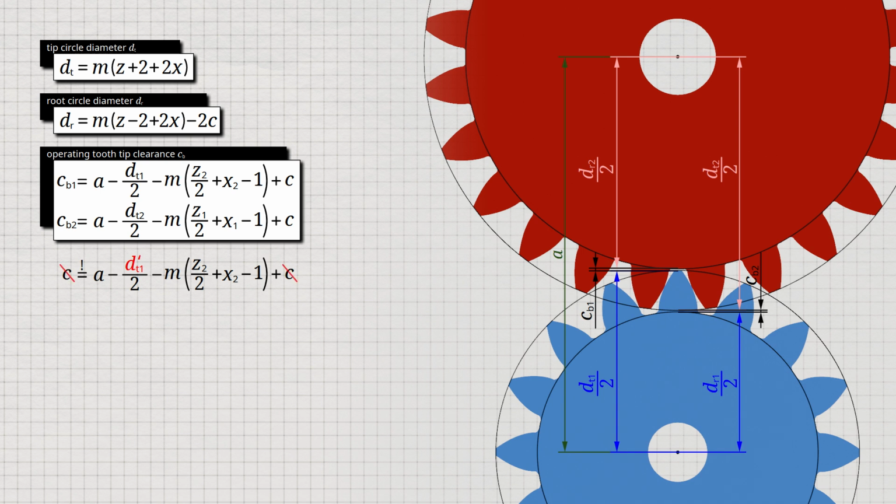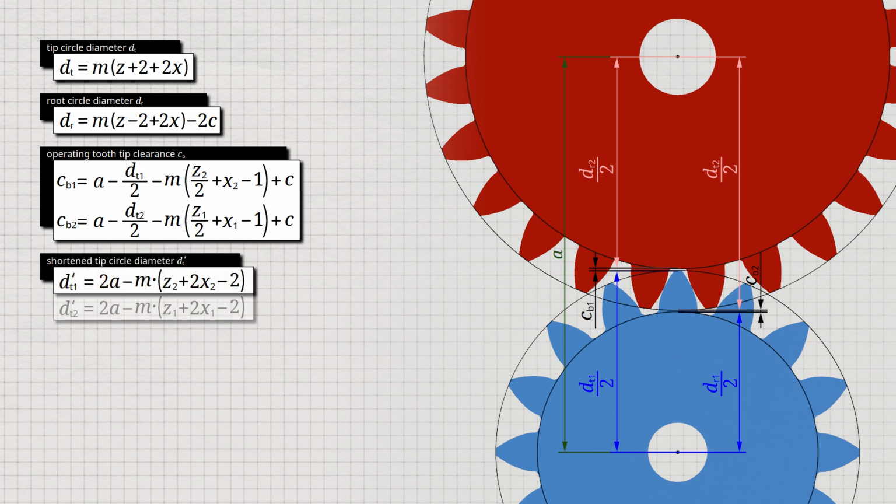This gives the formula shown for calculating the tip circle shortening so that the manufacturing tooth tip clearance can be maintained during operation. The analogous formula applies to the tip diameter dt2' for the other gear. Note that the derived formulas do not depend on the clearance itself. This means that the tooth tip clearance itself does not determine how much the tip circles have to be shortened.